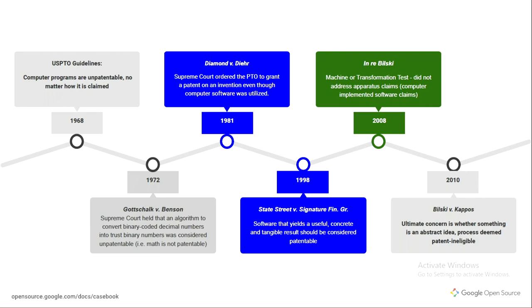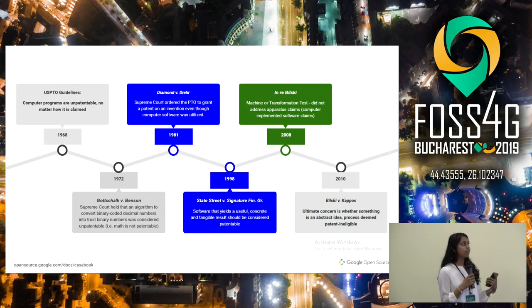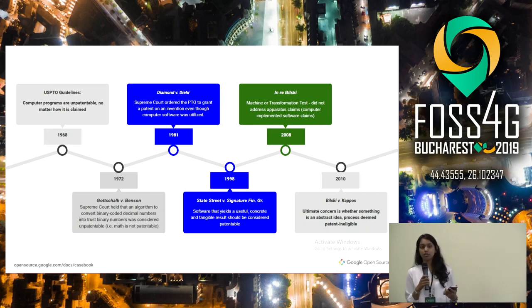And again, I'm giving you very basic summaries. These cases are really complicated, but this is kind of what the Supreme Court and the court system is looking at. In 1998, the court said that software that yields a useful, concrete, and tangible result can be considered patentable. Don't ask me what that means. A lot of these cases cause a lot of confusion, and people never know whether they can patent their invention or not based on the court's guidance. But it looks like the courts are saying you can patent computer software.